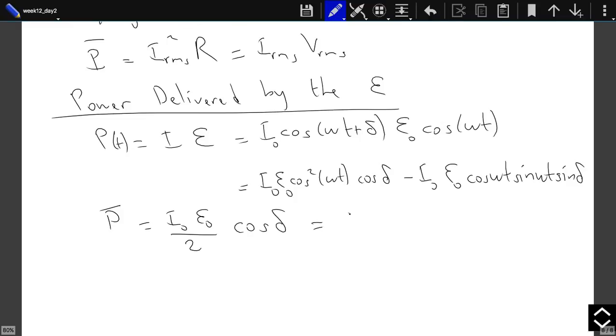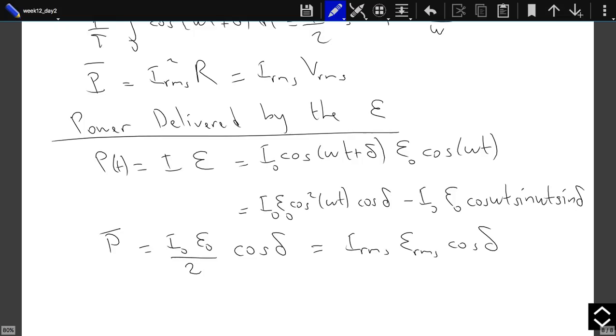This we can also write as I RMS, epsilon RMS times cosine delta. You see that it depends on delta, the phase difference. Now, if R is equal to 0, then this delta over here is actually 0. So that's basically what we already knew. The inductor and the capacitor don't use energy. They don't use power. They store it and then give it back. There is no dissipation. It is the resistance that causes the dissipation. So that is why if the resistance goes to 0, there is no power.